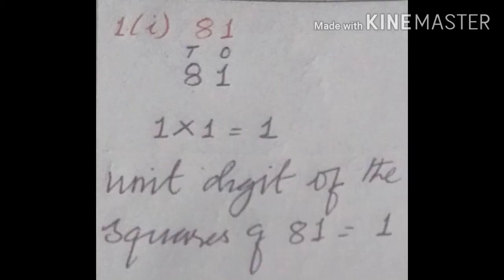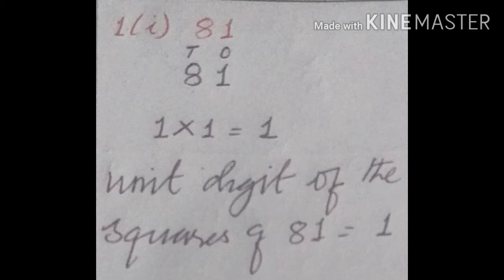First look at question number 1. In 1, the number is 81. Now here we are asked to find the unit digit of the square of 81. Unit means ones place digit. Isn't it? We know this. Now for this, no need to calculate the whole square. Just look at the ones and tens.